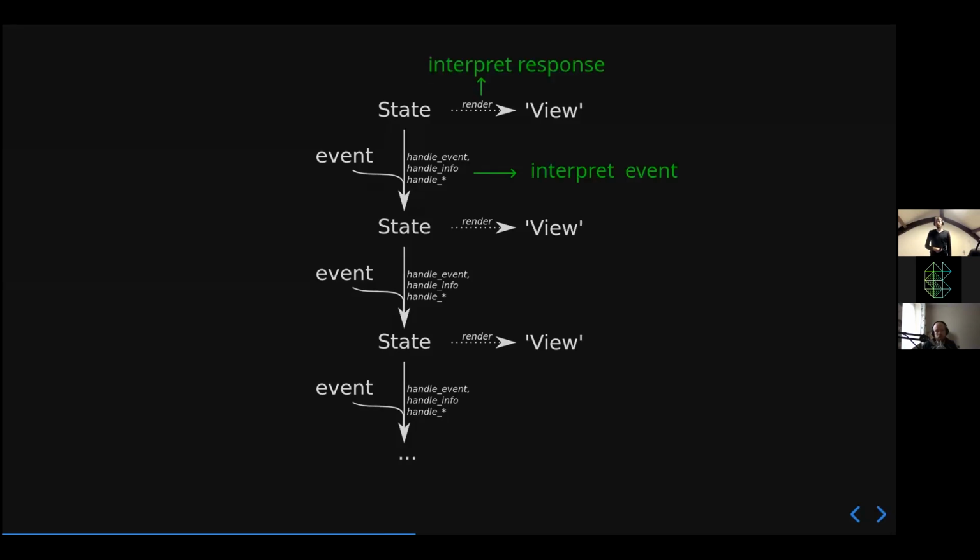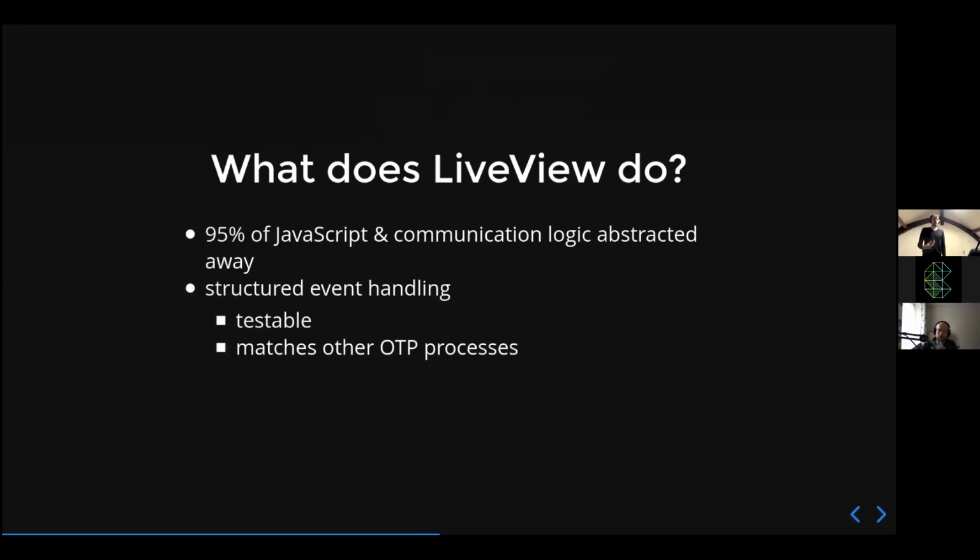And that's the core of how LiveView works. These two parts are what you need to care about as a user, and the rest is completely abstracted away. And in this way, we can get away with writing virtually no JavaScript, and we have this very structured way of handling events, which makes LiveView processes very easy to test, even without setting up a complete browser stack. And it's also very easy to integrate these processes in an existing Elixir application.